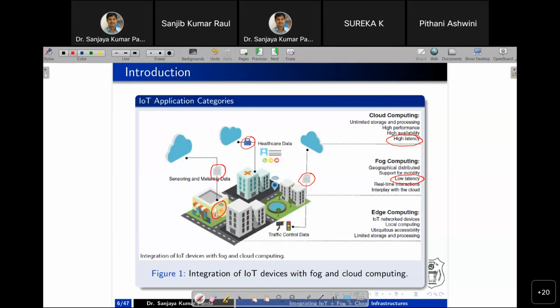And it is not a replacement of the cloud. Fog is not going to replace the cloud, but it is providing just like a complement. If it can provide, then it is okay. If it cannot provide, then ultimately the cloud is going to provide you the solution, because it is providing high performance, also high availability, and a very large amount of storage and a large amount of computation, which fog cannot provide.